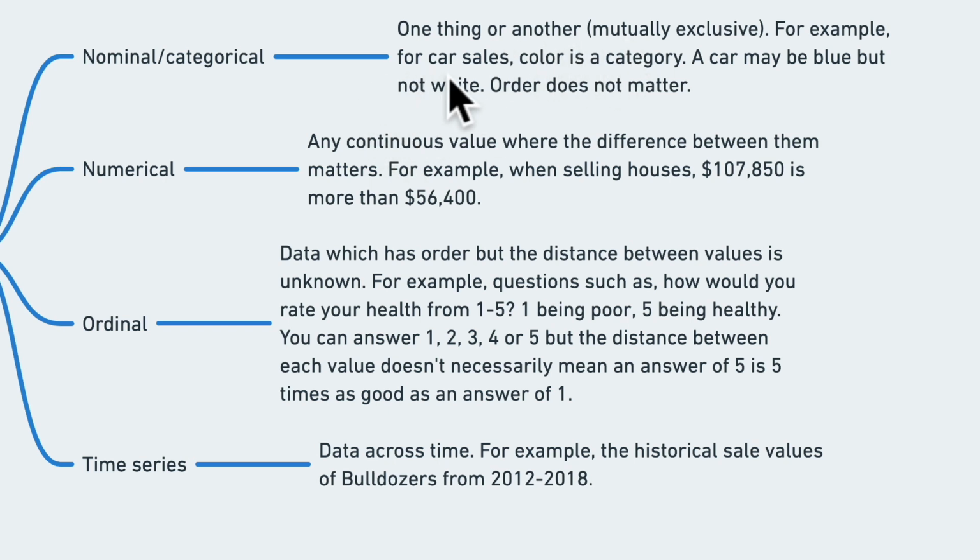For example, in car sales, color is a category. A car may be blue, but not white, and the order does not matter. Then you've got numerical, any continuous value where the difference between them matters.